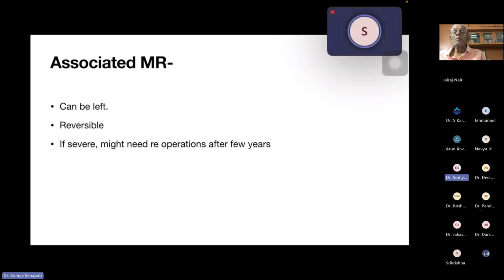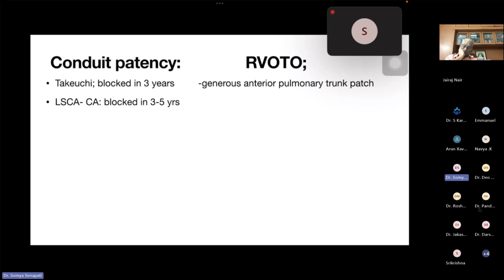So what to do with the MR, which is mostly associated with it? It can be left because sometimes after reperfusion it is reversible. But in some cases, if it is very severe, the patient might need reoperation after a few years. In Takeuchi repair, few studies have commented that the conduit is blocked after 3 to 5 years. And in left subclavian coronary artery anastomosis, that also is blocked in 3 to 5 years. Hence, coronary artery translocation is still the most preferred method of surgical repair.